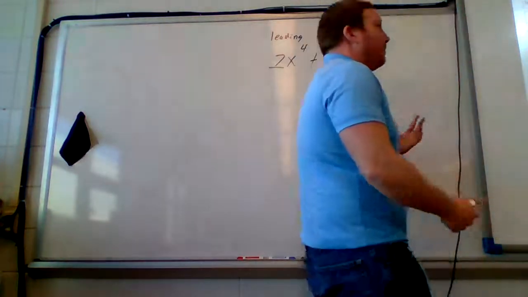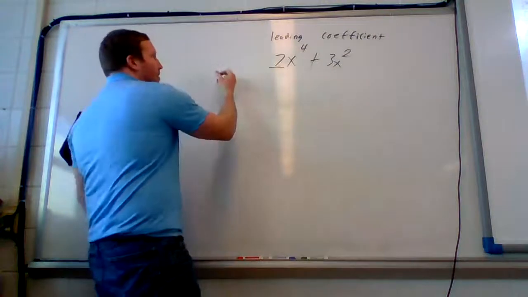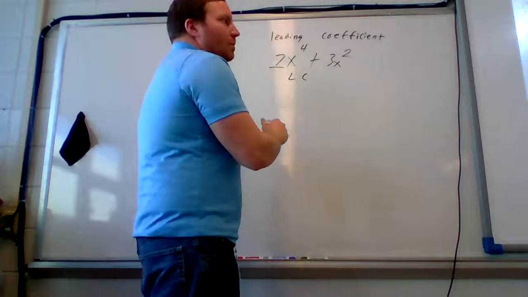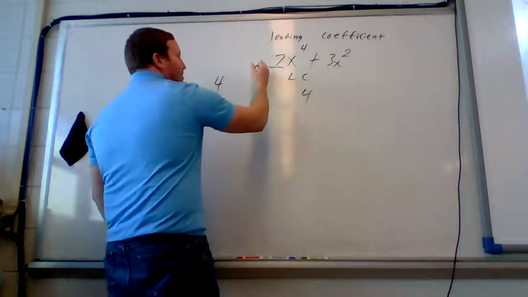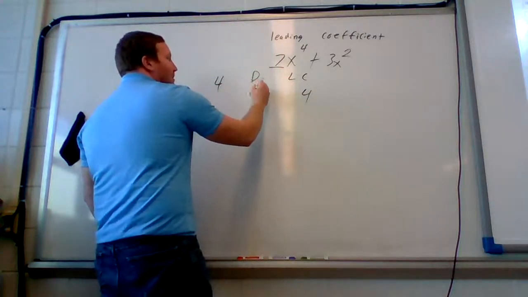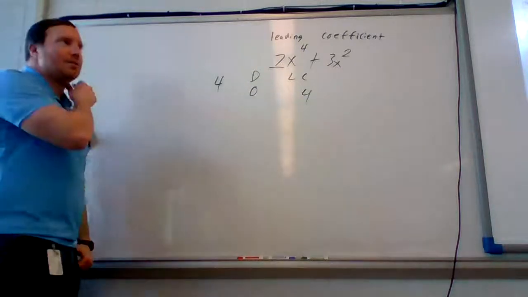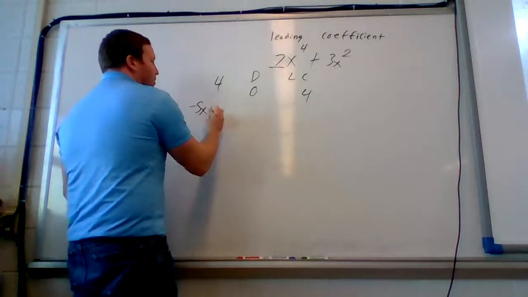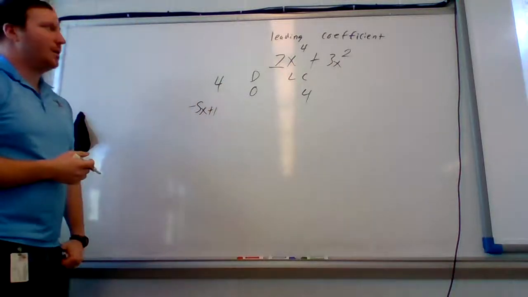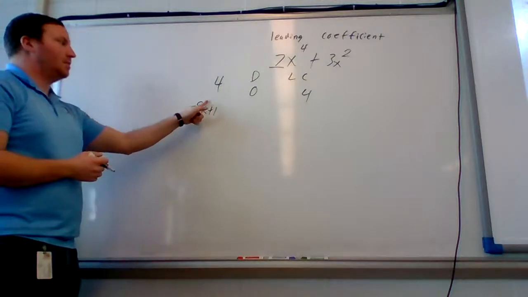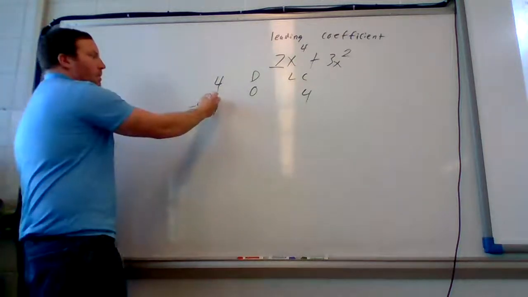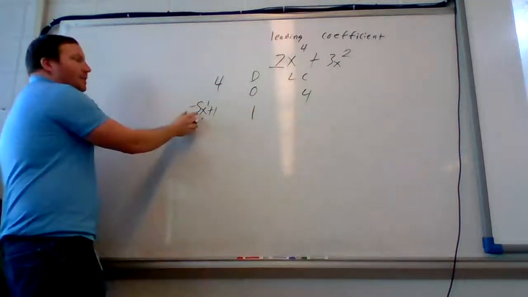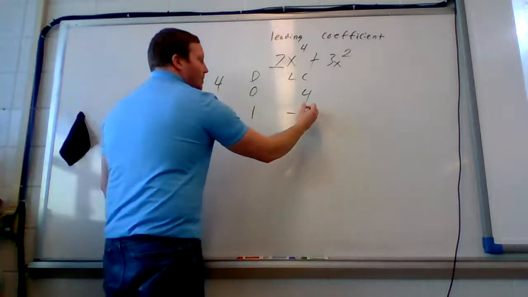So in this case, we just have the number 4. So its leading coefficient would be 4. It's just by itself. Its degree is 0. It's got no x value. Our next one, we have negative 5x plus 1. Its degree is, what's our exponent on x? 1. And then our leading coefficient is negative 5.